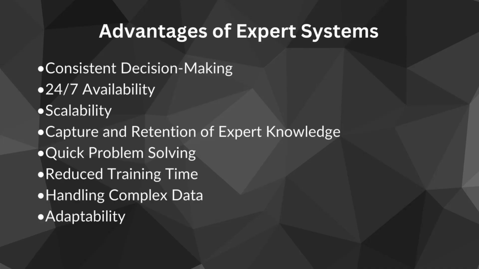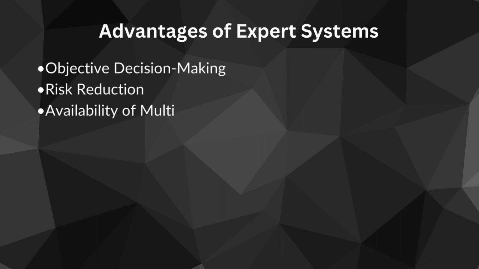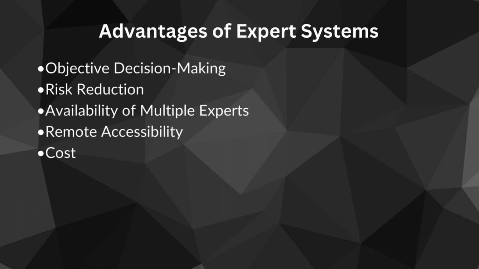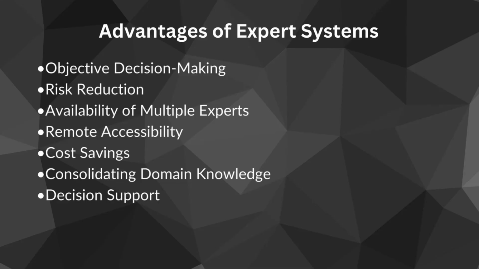Adaptability. Some expert systems incorporate learning mechanisms that allow them to adapt over time based on user feedback and new data. This adaptability improves their accuracy and relevance. Objective decision making. Expert systems make decisions based on logic, rules and data, eliminating personal biases and emotions that affect human decision making. Risk reduction.